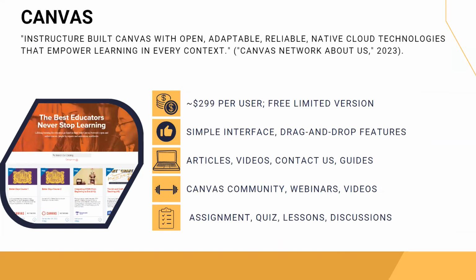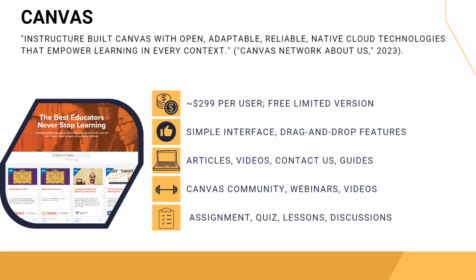Next learning management system is Canvas. Canvas is not an open source software. You do have to pay to use it if you want the full version. The cost is about $300 per user, which is quite steep. However, they do have a limited version that is for free, but you don't get all the activities and resources available.